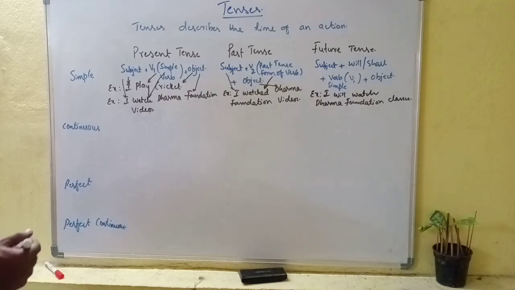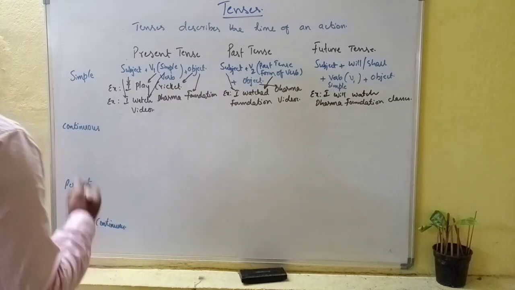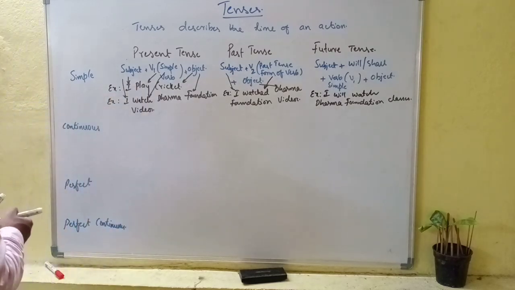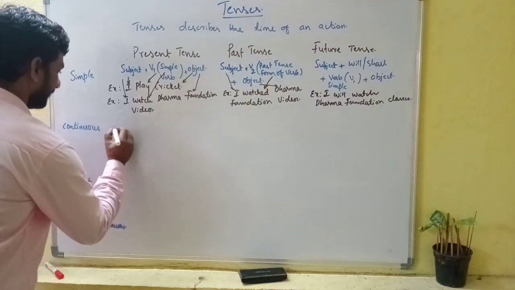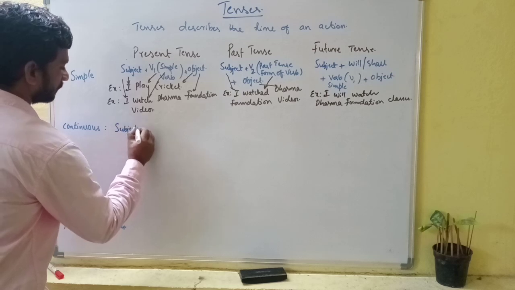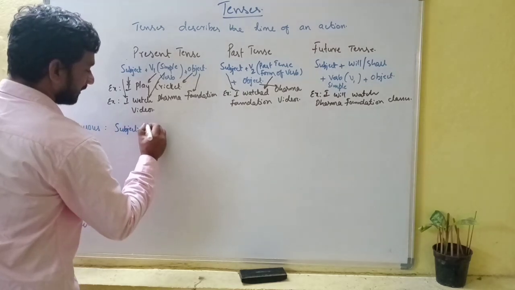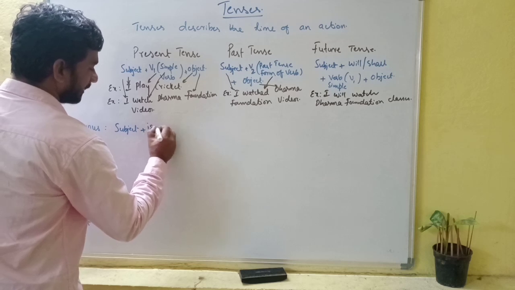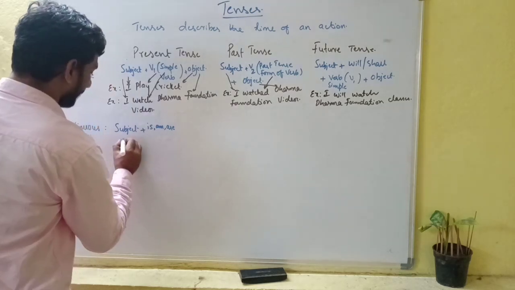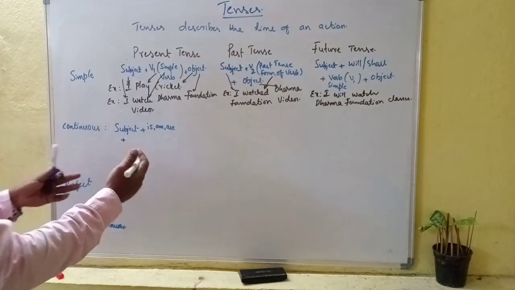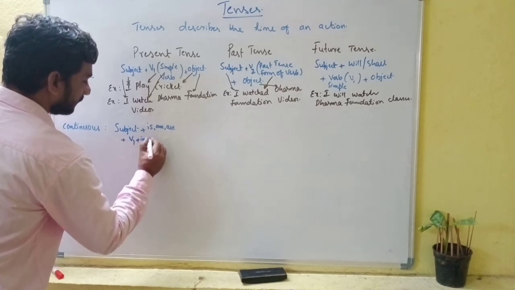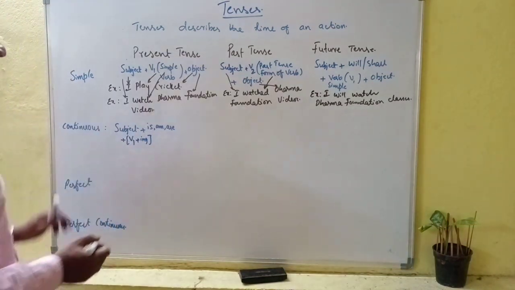If a sentence is in the continuous form, how can we find it out? For the present continuous form, the structure will be subject plus one connecting word, is or am or are. This is a continuous. That means we will have one simple verb V1 plus ing to the verb. So plus object.